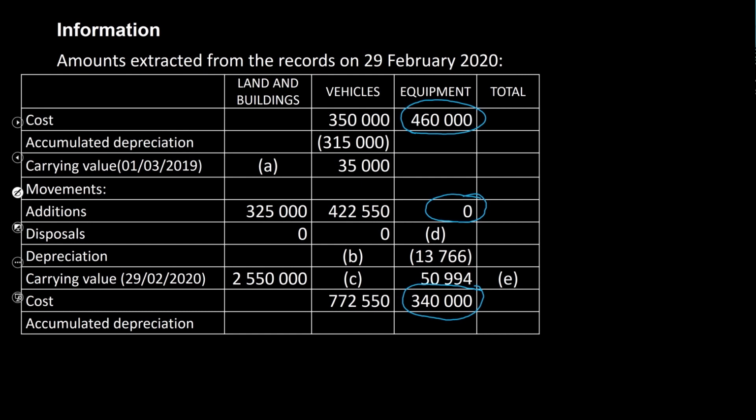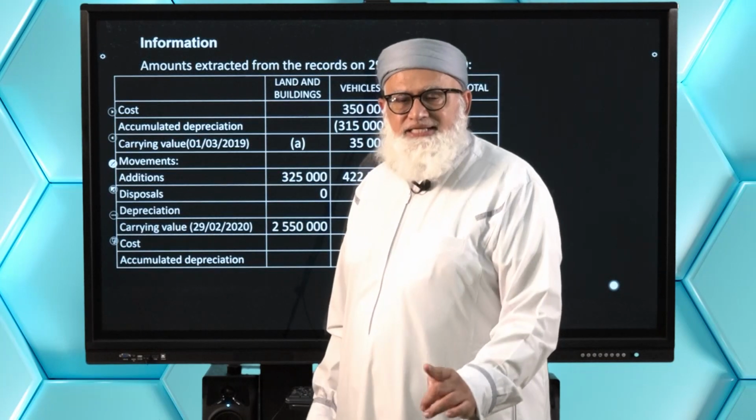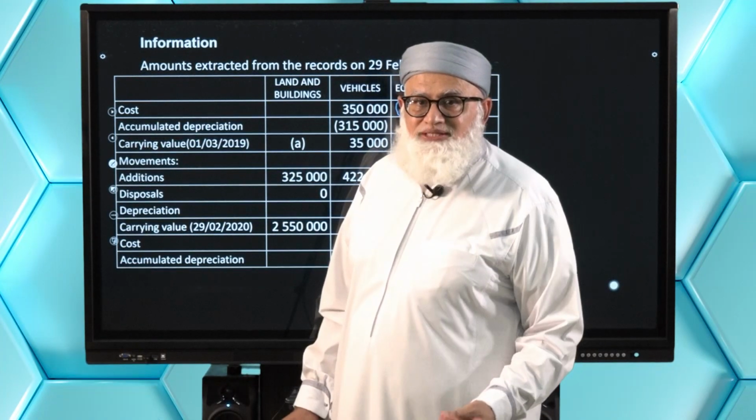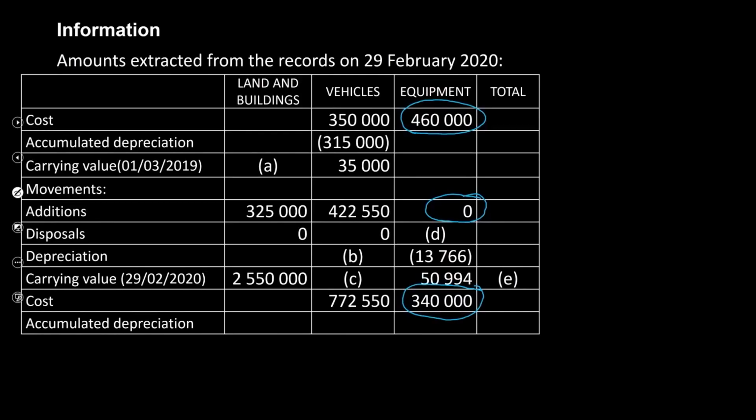So clearly, if you had equipment to the value of 460,000 at the beginning of the year, and you've only got 340,000 at the end of the year, clearly indicating to you that you have sold equipment with a cost price of 120,000 Rand. And how do we get the 120,000 Rand? 460,000 minus the 340,000 will give you a figure of 120,000 Rand.